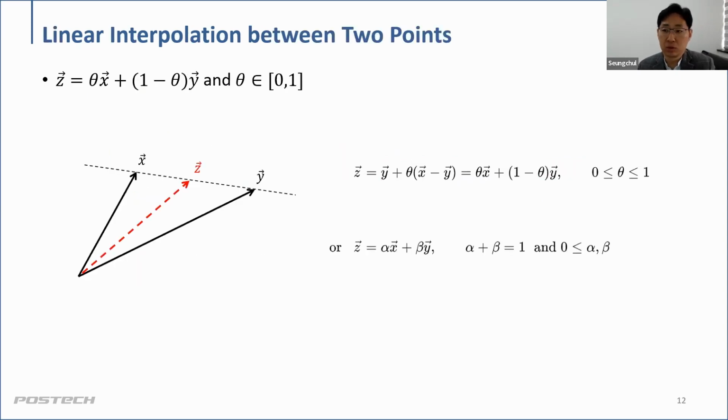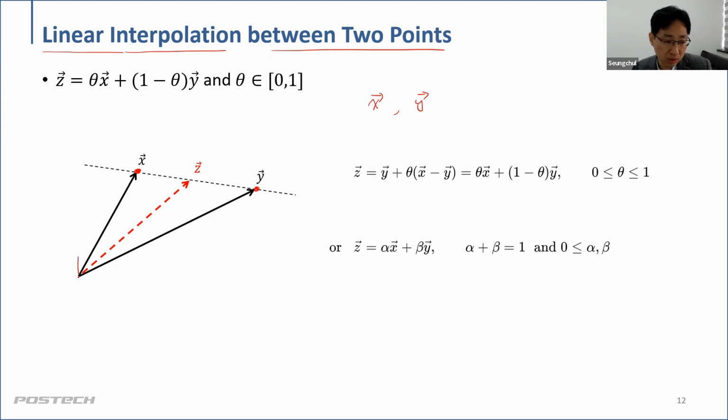Before that, I need to show some linear interpolations between two points. That's something we need in order to define convex functions and convex sets. That's why I want to discuss this one. Suppose we have two points in the linear space. It doesn't have to be 2D or 3D; say it's n-dimensional space. We have two data points, x and y.